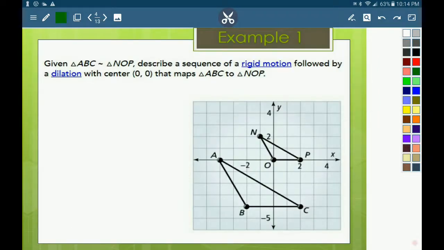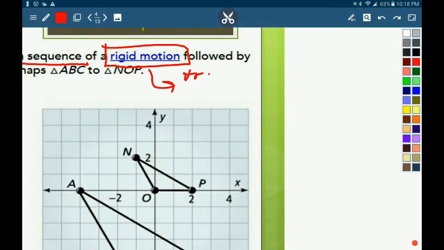So let's take a look at this first example. It says, given triangle ABC is similar to triangle NOP, describe a sequence of rigid motion followed by a dilation with center 0, 0 that maps triangle ABC to triangle NOP. So let's break down what these instructions are actually asking us to do. They say describe a sequence, okay? That means we're going to describe multiple rigid motions. Okay, rigid motions are going to be translations. Okay, I'm going to blow that up here a little bit so you guys can see what I'm writing.